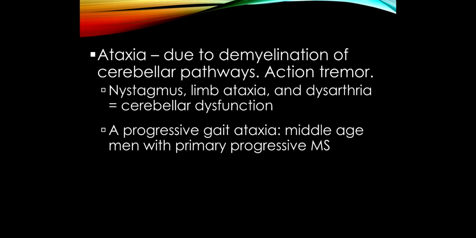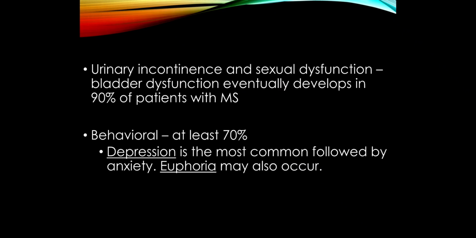There's another form that's very different, and that usually presents in middle-aged men, so maybe someone in their 40s, even early 50s, that is just a progressive gait ataxia. Every month it gets worse than the last. So it's not so much the attacks, it's just a steadily progressive course. So again, that form is more common in men.